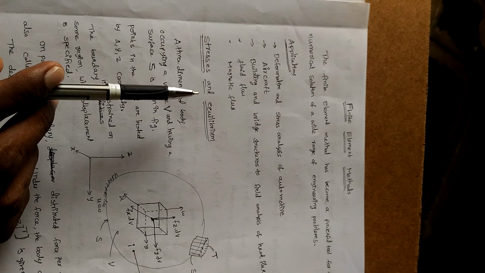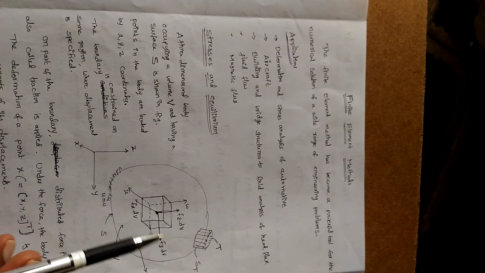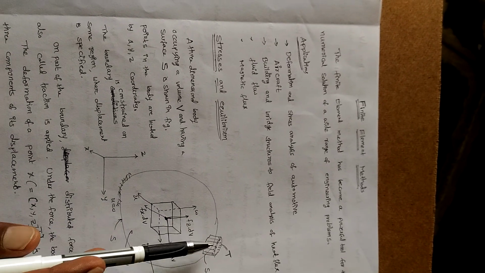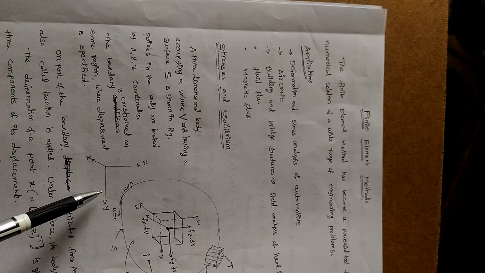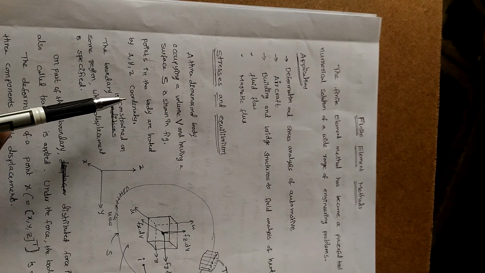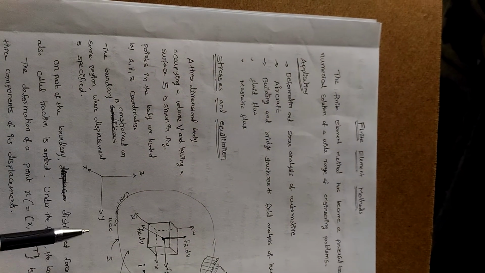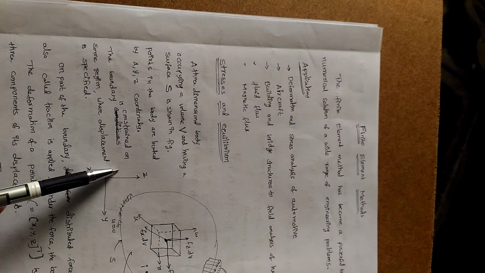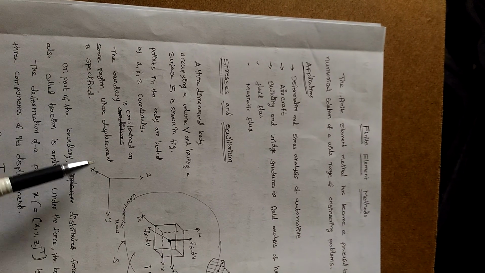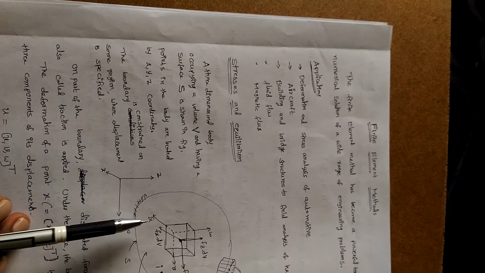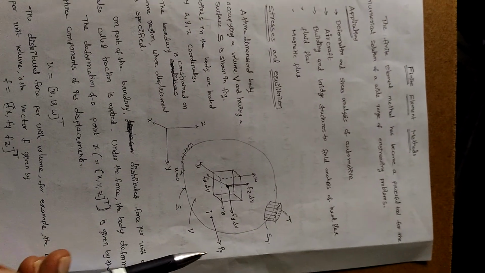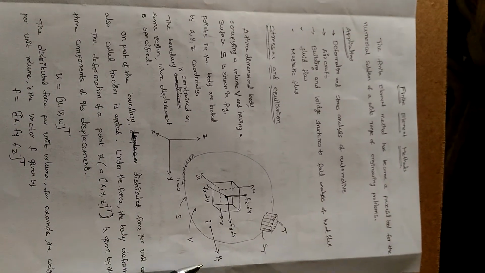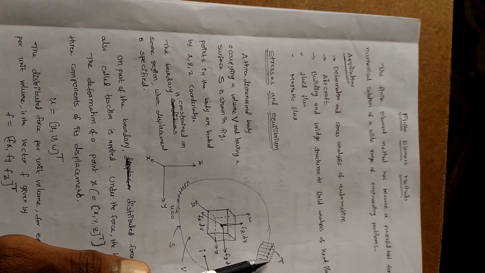Next, stresses and equilibrium. A three-dimensional body occupying a volume V and having a surface S is shown in the figure. The points in the body are located by x, y, z coordinates. The boundary is constrained on some region where displacement is specified. On a part of the boundary, a distributed force per unit area, T, also called traction force, is applied.